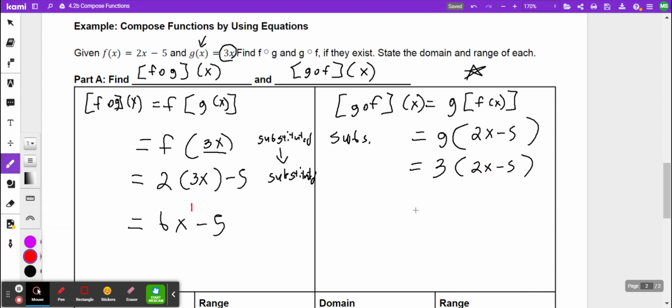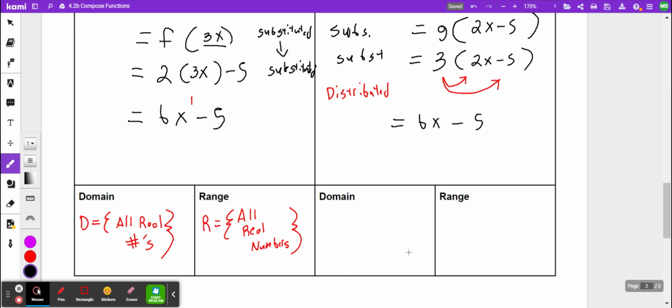And now, we've been doing this with a negative. We're going to be multiplying that 3 using the distributive property. So the first one we did, we substituted. And then this red part is distributive property. Or we distributed. And so we should get 6x minus 5. Hey, wait, it's the same line. We'll talk about that at a later class. So we're going to have the same domain and range.